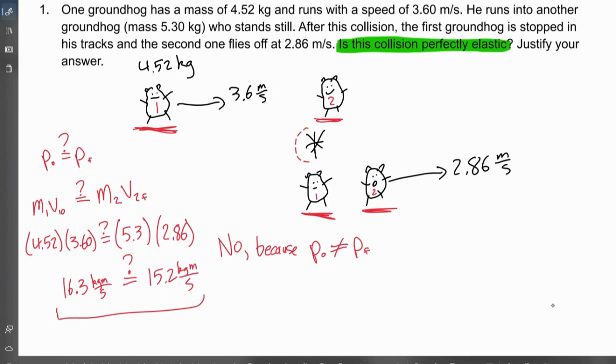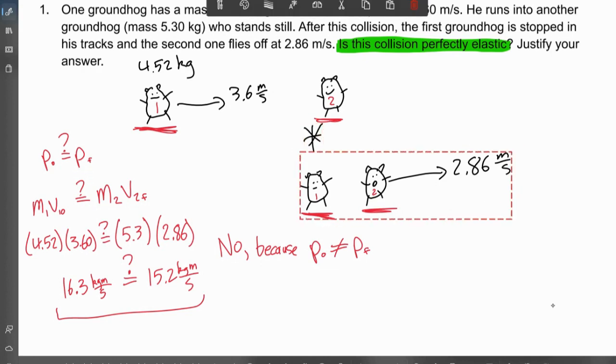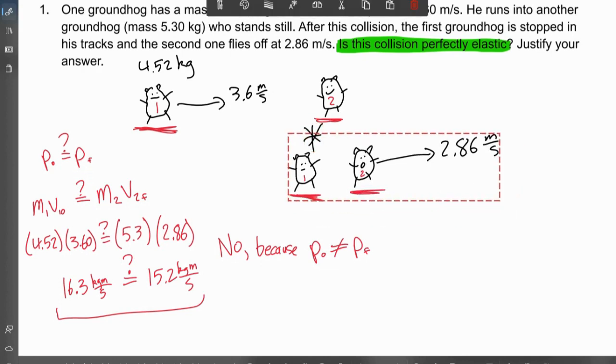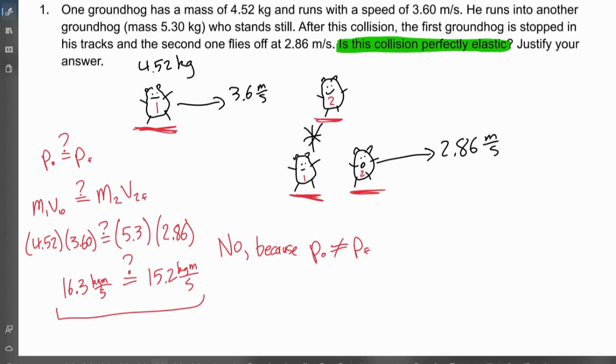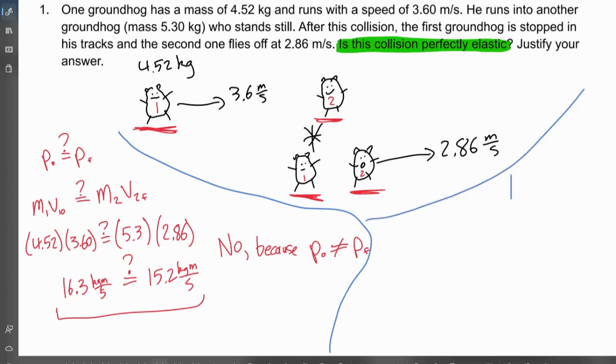However, sometimes you will get the answer yes to momentum being conserved. Sometimes you'll get that answer yes. But that doesn't make it perfectly elastic. Right? For something to be perfectly elastic, what has to be true? What has to be true for perfectly elastic collision? Kinetic energy initial equals kinetic energy final.